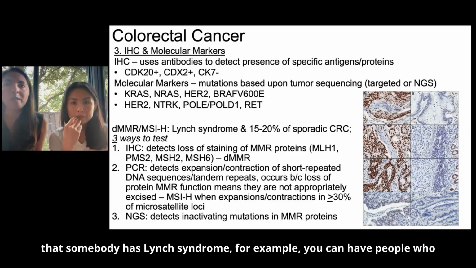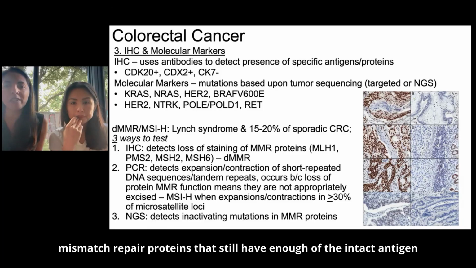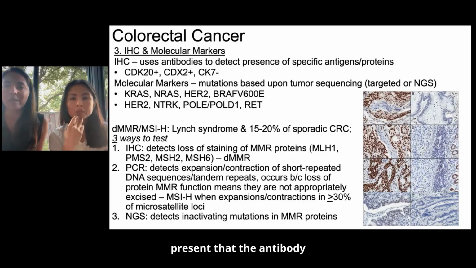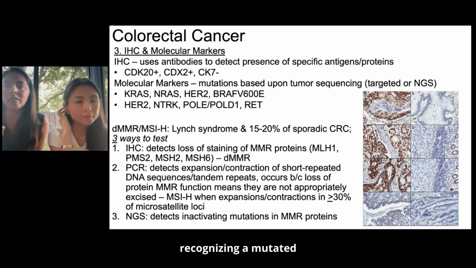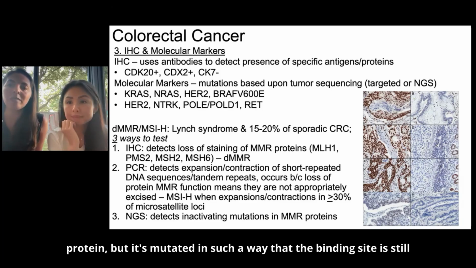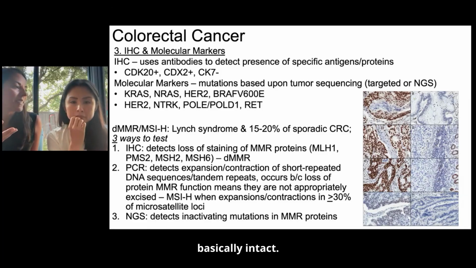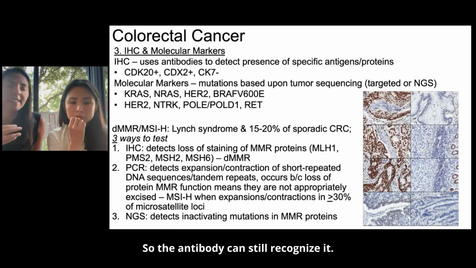you can have people who have mutations in their mismatch repair proteins that still have enough of the intact antigen present that the antibody can still pick it up, right? So there may be a time where we see intact nuclear staining, which is recognizing a mutated protein, but it's mutated in such a way that the binding site is still basically intact, so the antibody can still recognize it.